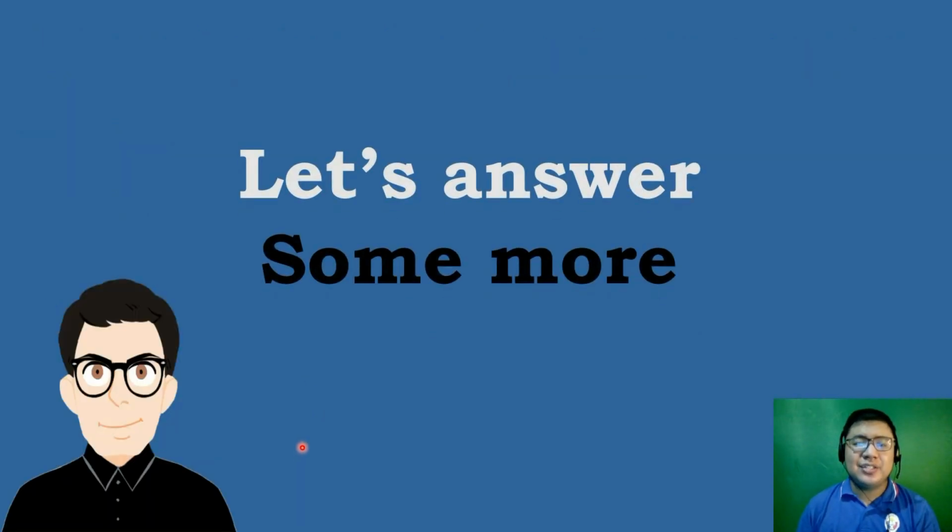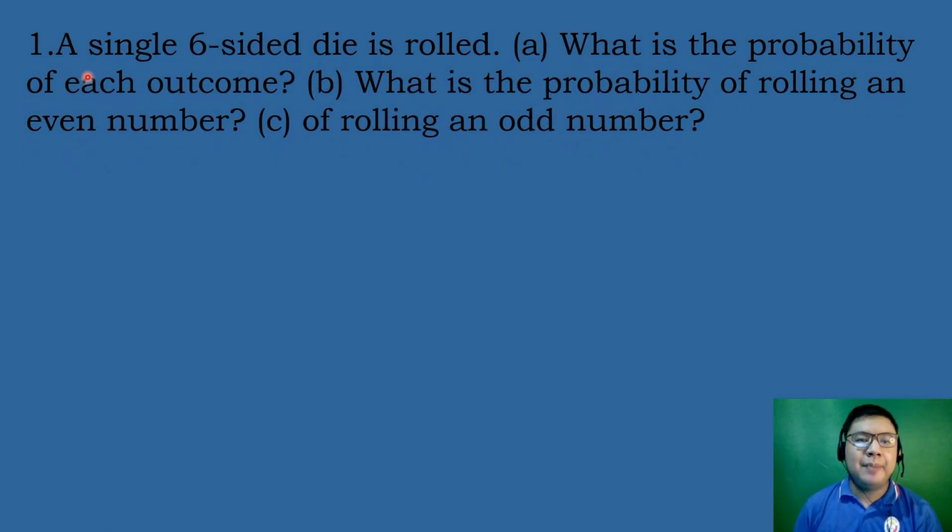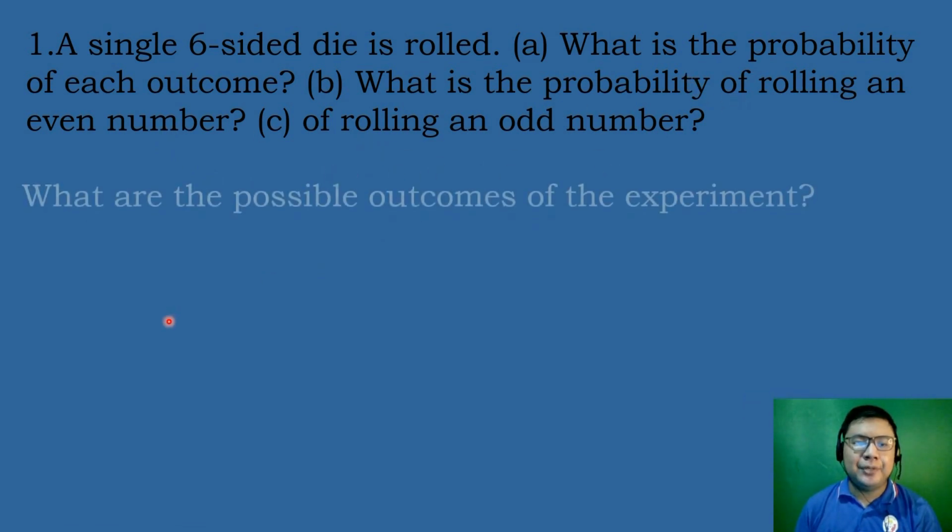Alright, let's answer some more. Suppose we have a probability experiment. A single six-sided die is rolled. Let's answer the following questions. Letter A, what is the probability of each outcome? Letter B, what is the probability of rolling an even number? And letter C, what is the probability of rolling an odd number?